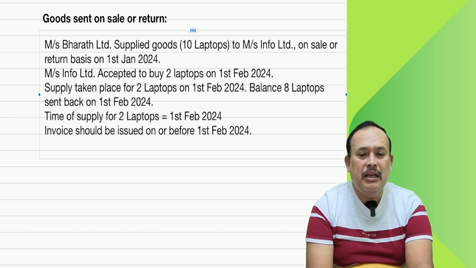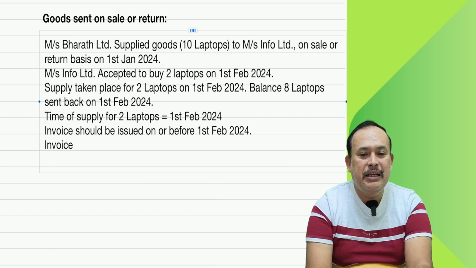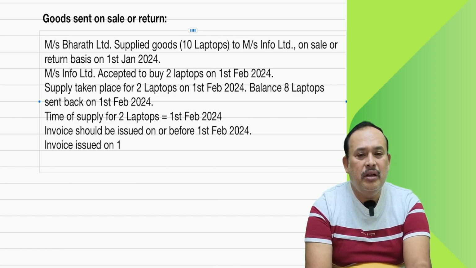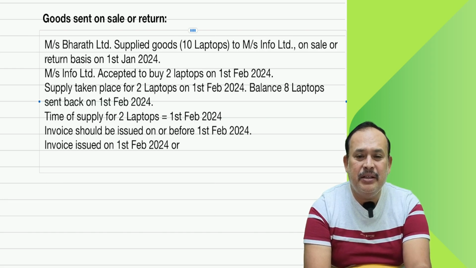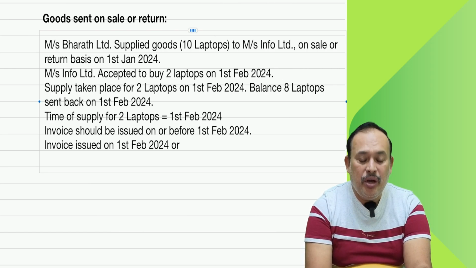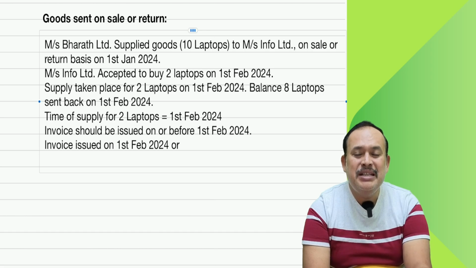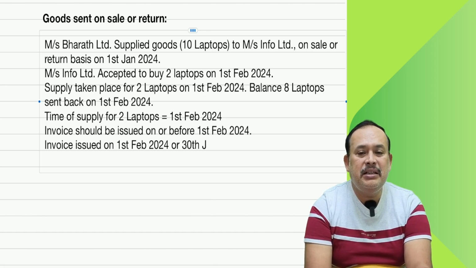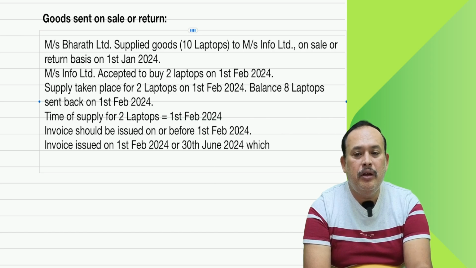Assume in the given case, invoice issued on 1st Feb 2024. Compare with the two laptops, 6 months from the date of dispatch. Means what? 1st of January dispatch, no? 6 months, and on 30th June 2024. Whichever is earlier.